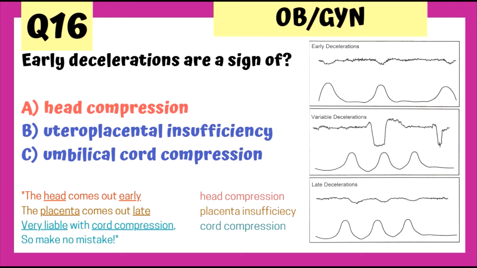I just have a little poem on the bottom over here. The head comes out early. The placenta comes out late. Very liable with cord compression, so make no mistake. The head comes out early reminds us of head compressions that's seen in early decelerations. The placenta comes out late reminds us of placental insufficiency with late decelerations. And very liable with cord compressions reminds us that cord compressions are represented by variable decelerations.